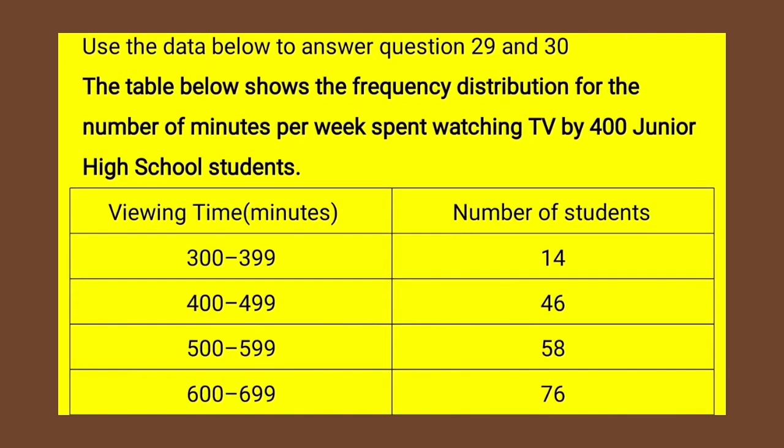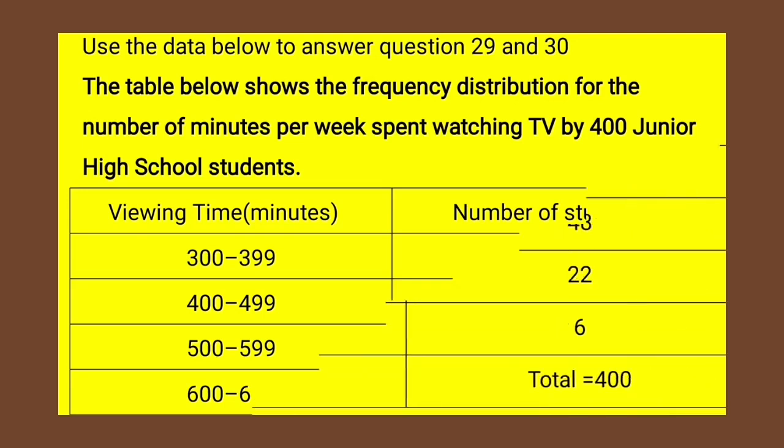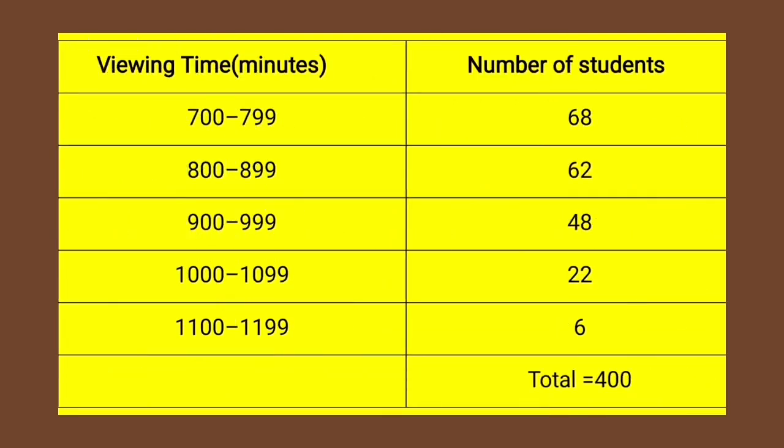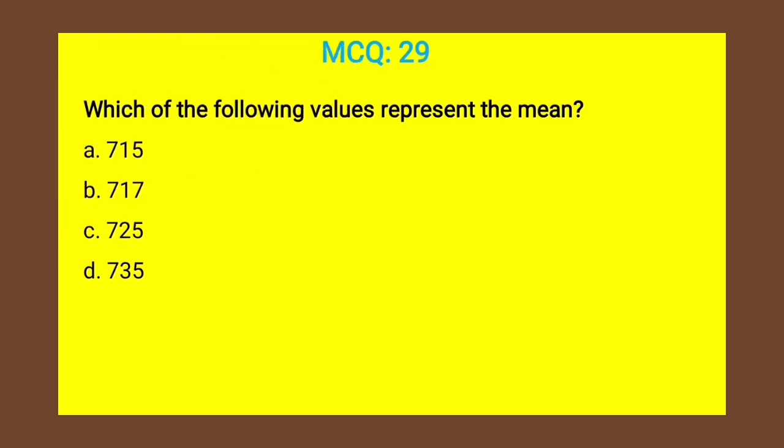You have to use the data below to answer questions 29-30. The table below shows a frequency distribution for the number of minutes per week spent watching TV by 400 junior high school students. So you have their viewing time, the minutes, and the number of students. The table continues in this way. The total frequency is 400, so take note. We are asked to find which of the following values represents the mean.